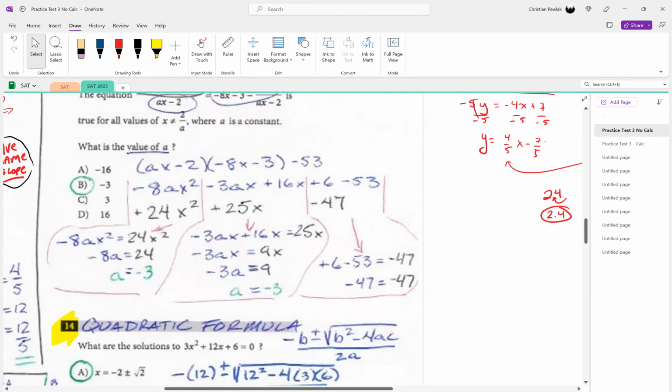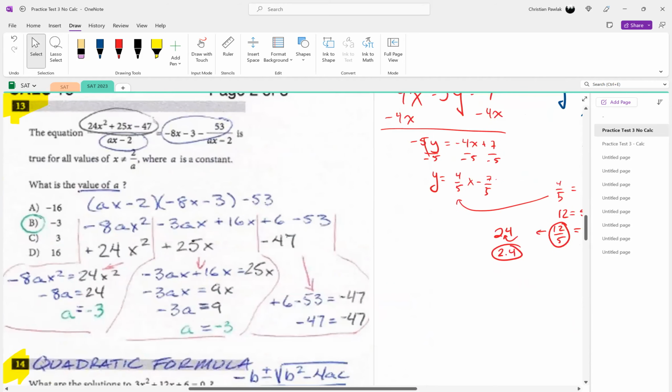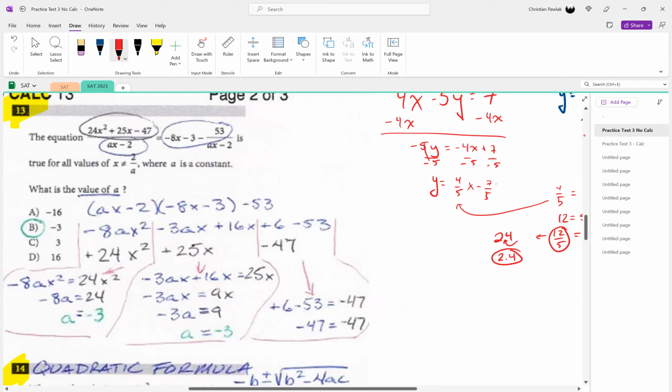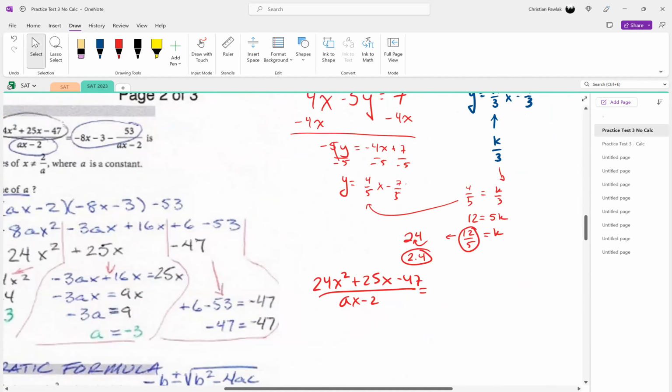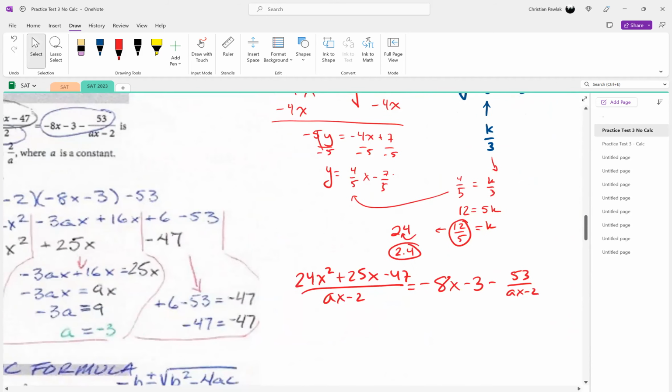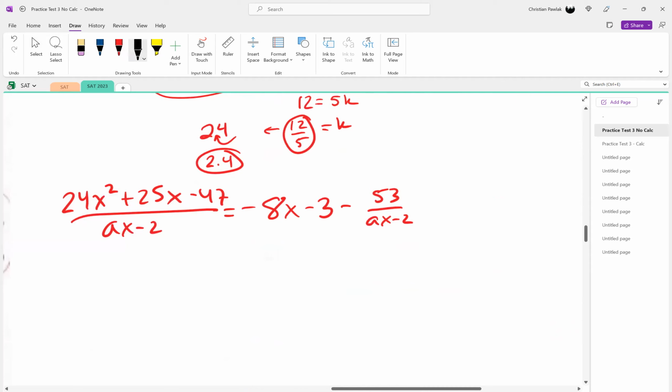So one way is what I showed right here, which is kind of like getting common denominators. So I'll show that again. 24x squared plus 25x minus 47 over ax minus 2 is equal to negative 8x minus 3 minus 53 over ax minus 2. And one thing that I work on is how do you solve equations that are very, very ugly and complicated like this?